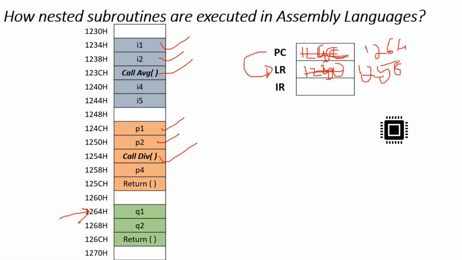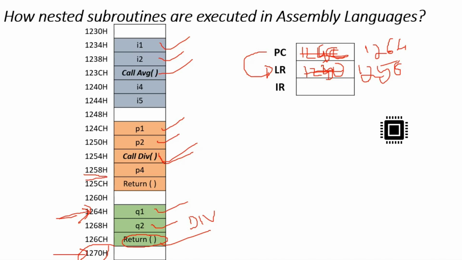So after executing call divide, that is the function call, the processor directly goes to Q1 and executes, because PC is pointing to Q1. Then the processor executes Q2, then it executes return. When the return statement in the division subroutine is executed, PC will be pointing to the next instruction actually. But when the processor finds out that it is a return statement, where does it have to return? It has to return to P4 here.